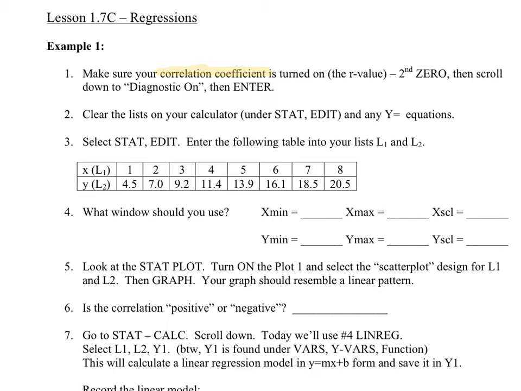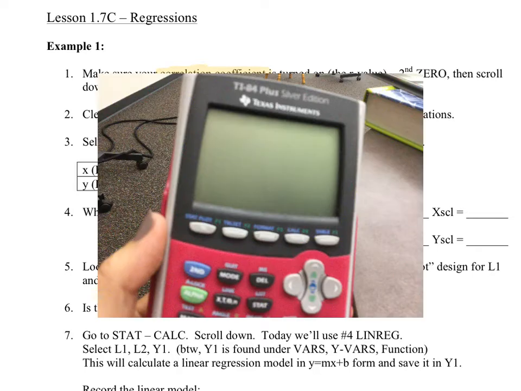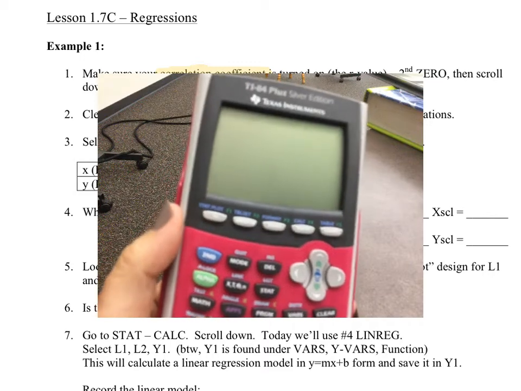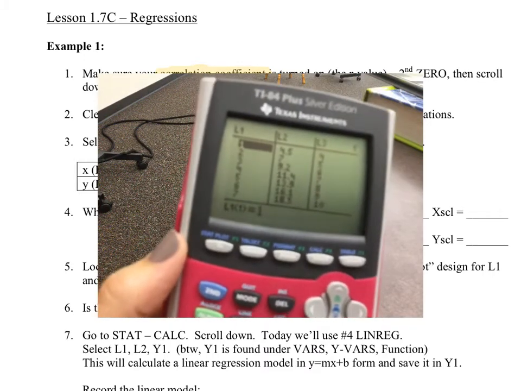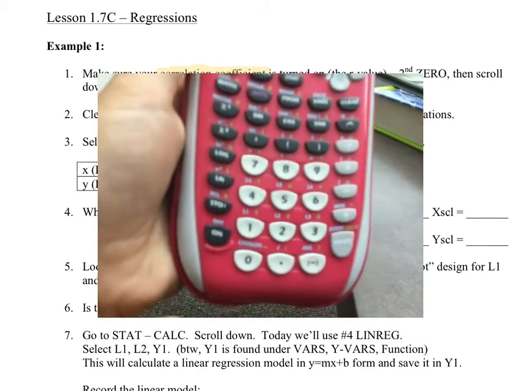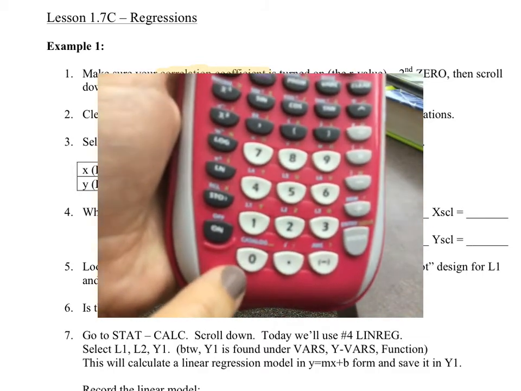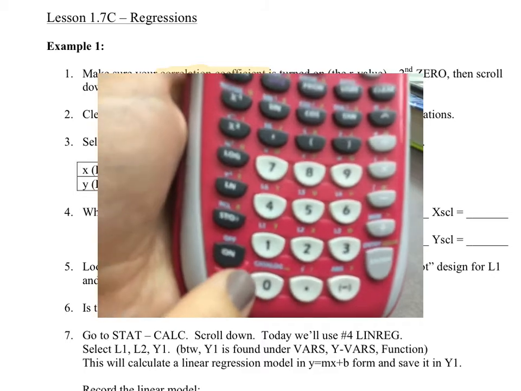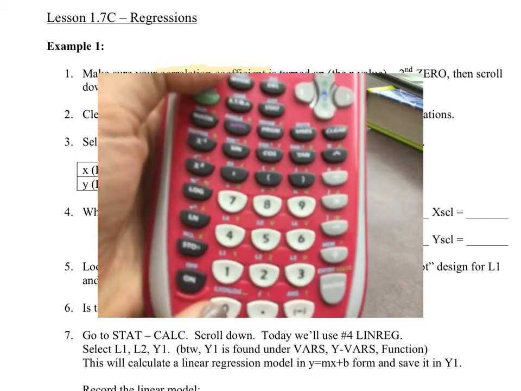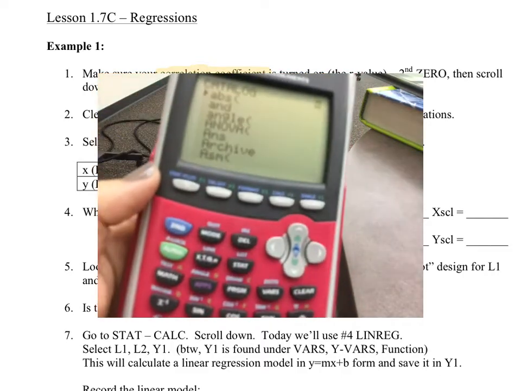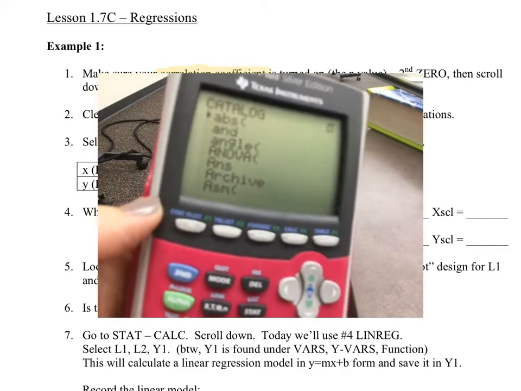So at this point, grab your calculator and let me show you how to turn that feature on. Okay, so you'll notice down by the number 0, it says catalog right above that. And so we're going to access that, so go ahead and hit the second button and then catalog, and you're going to get this list of all the features in the calculator.